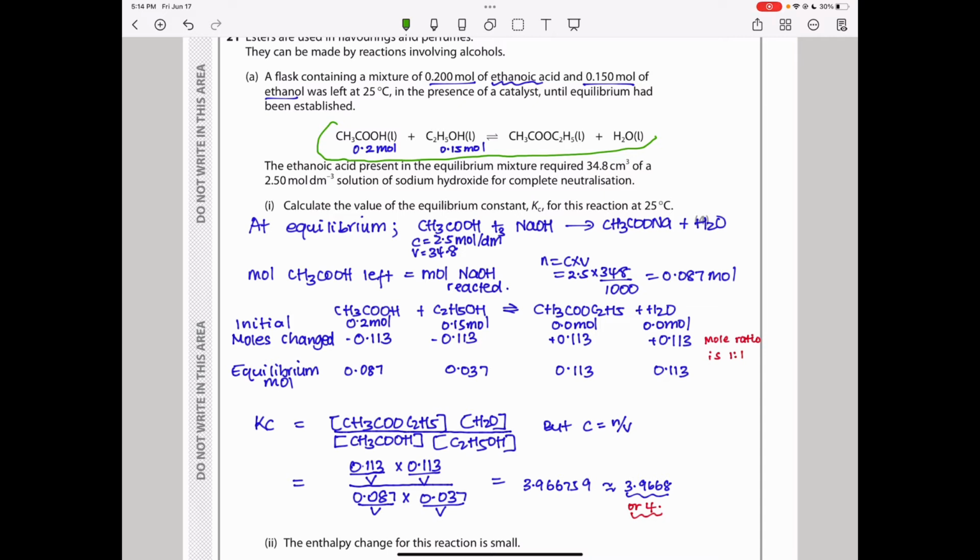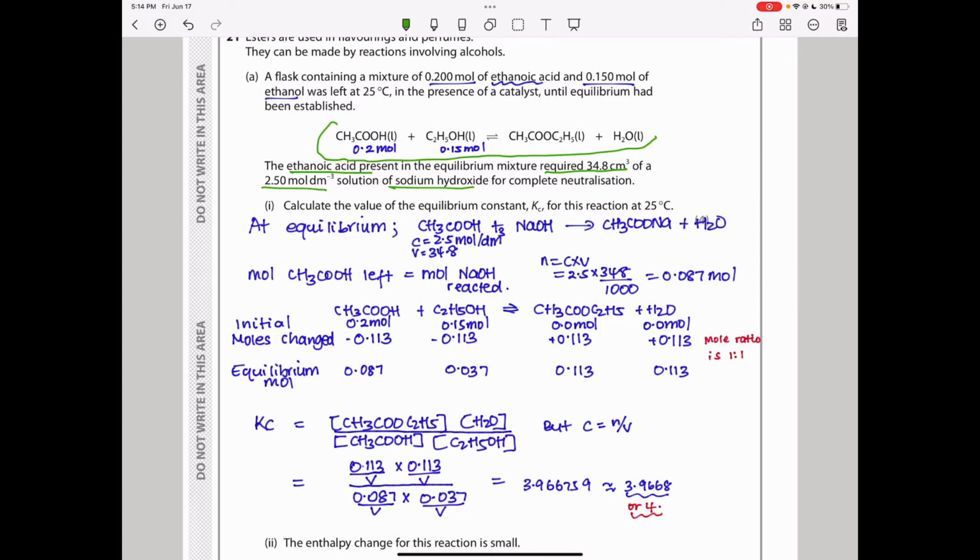We were given the information here. They said 2.5 mole per decimeter cube. Again, you see the ethanoic acid in the equilibrium mixture required that sodium hydroxide solution. So we will begin by finding the number of moles. I said here moles of ethanoic acid left, because those that were left are the ones that are going to be equal to the number of moles of sodium hydroxide that reacted.